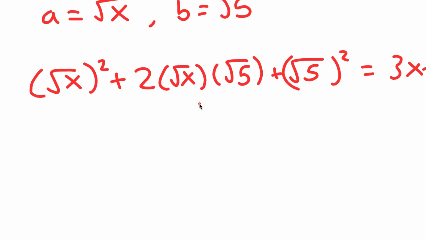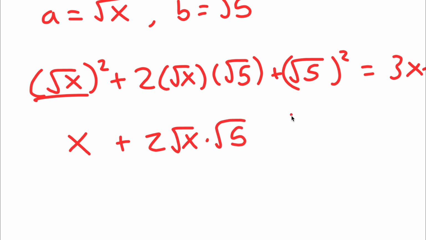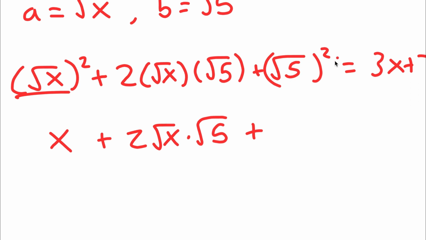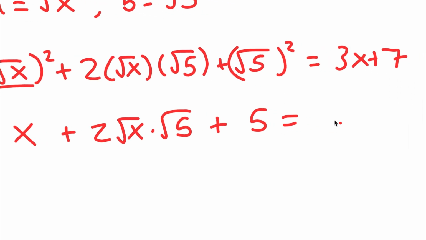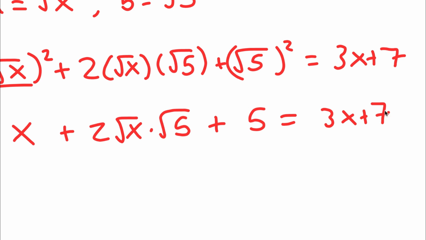Now I'm going to simplify this a little bit. So we have the square root of x squared, and again, the square root and the square cancel out. So I have x plus 2 root x times the square root of 5. We can't simplify that just yet. Plus, again, the square root of 5 squared is just going to be 5. And this is all equal to 3x plus 7.